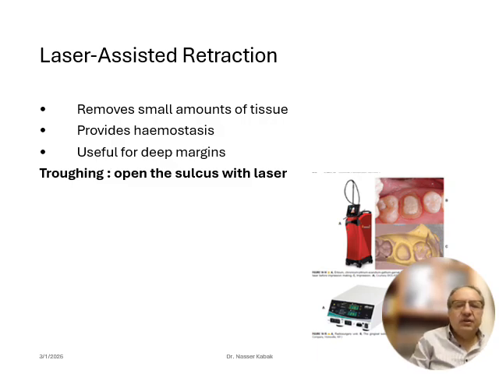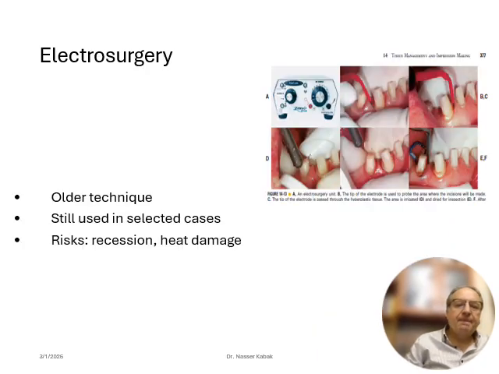Laser-assisted retraction, which is a surgical method called troughing, is also a method to open the gingival sulcus, but it's a little bit expensive. It has an advantage in that it provides instant hemostasis. It's useful for deep margins, but not all clinics have the capability to buy a laser device. Electrosurgery is another method. It's an old technique but still used till now.